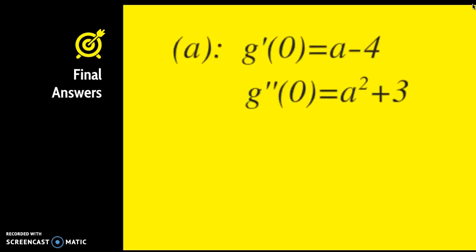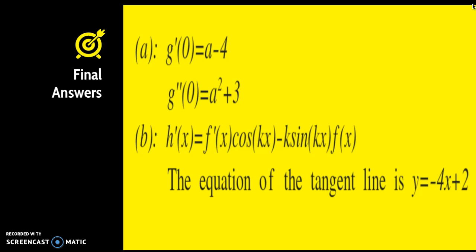So our final answers are, for A, g prime of 0 equals a minus 4, and g double prime of 0 equals a squared plus 3. And for part B, h prime of x equals f prime of x times cosine kx minus k sine kx times f of x. And our equation of the tangent line is y equals negative 4x plus 2.